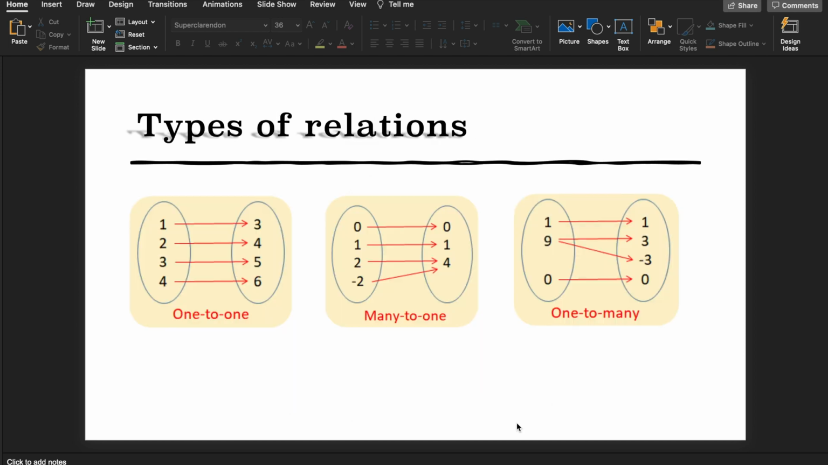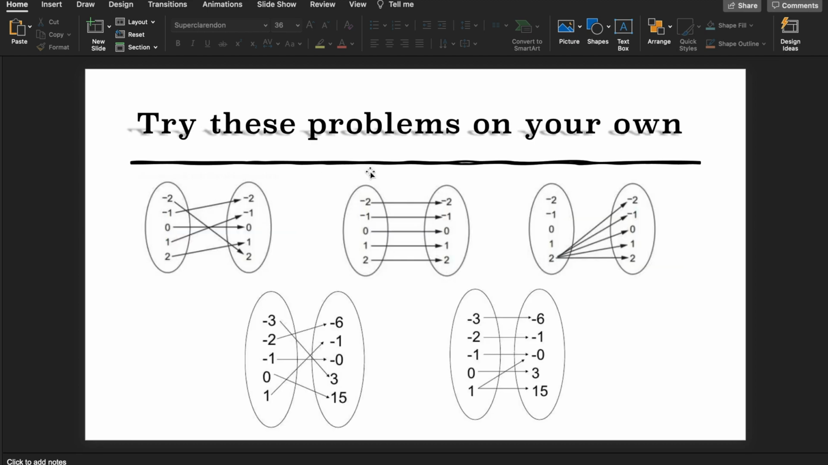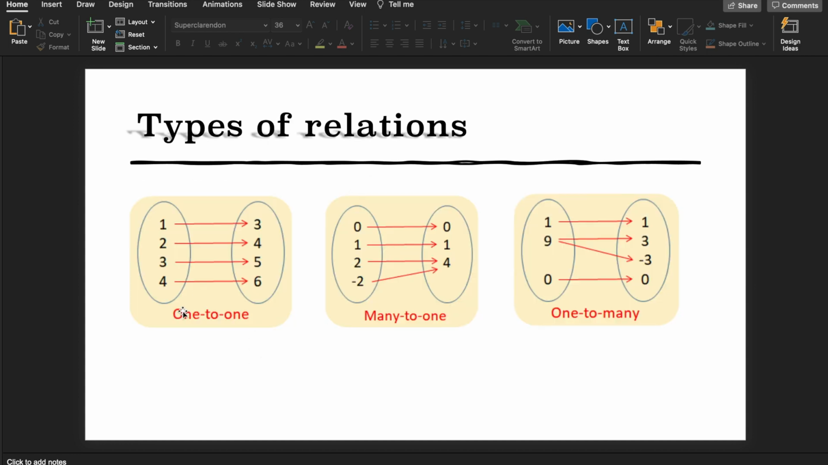Okay, the next part is types of relations or functions. The first one is called a one-to-one. This would be a function because one value of x maps to only one value of y. I mentioned previously that this was a special type of function because of this. It's called a one-to-one function.